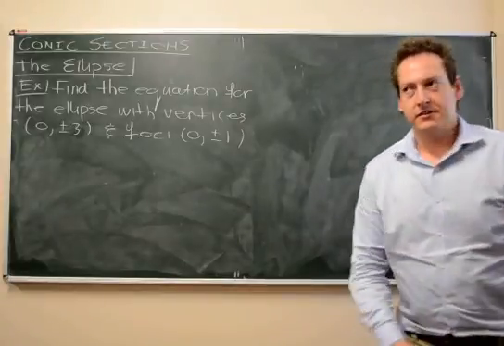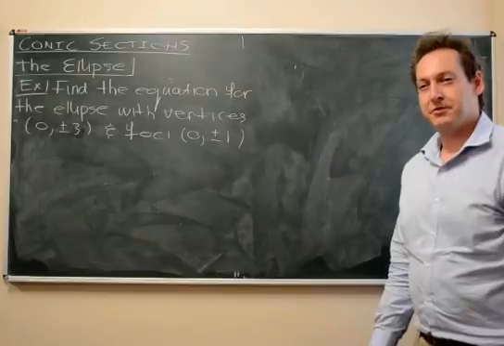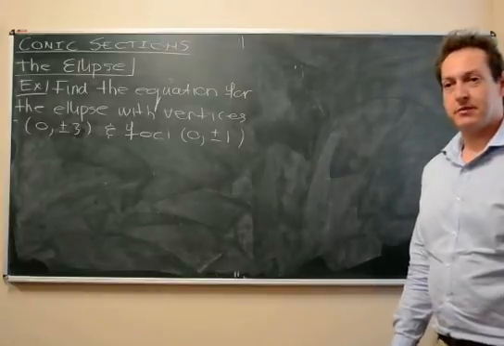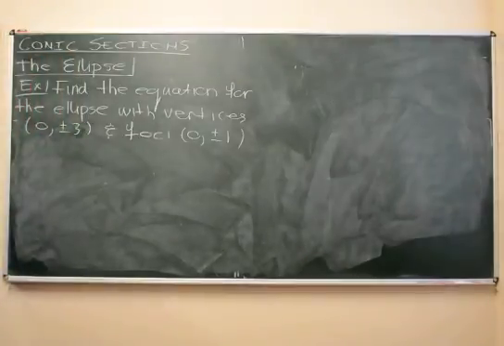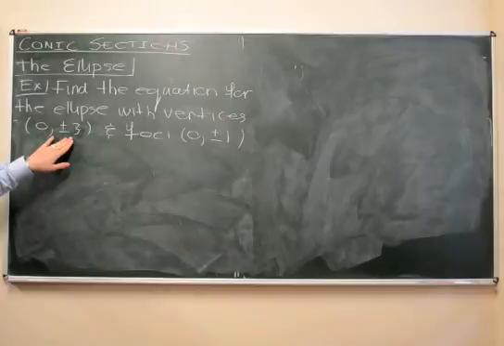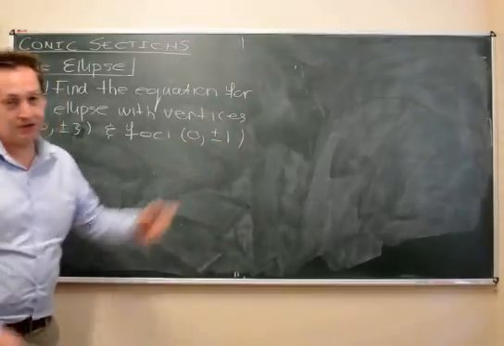Right, so let's look at an example where we find an equation for an ellipse and sketch the ellipse with some given information. We're looking at the following ellipse. It has vertices at (0, ±3) and foci at (0, ±1).